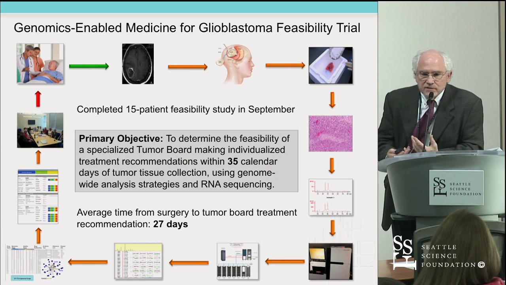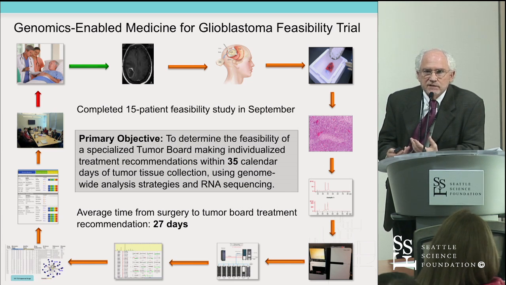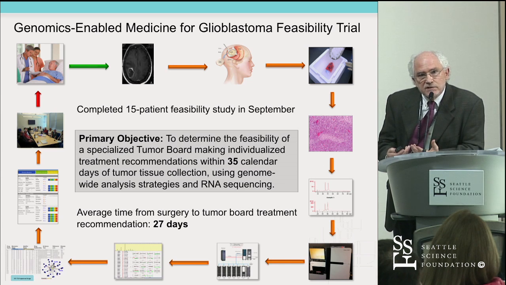So in order to do feasibility, the first issue that we asked was, could we do it within a reasonable period of time? Because we can't wait for 6 months or 4 months to get the information. We set the parameter at 35 days, but we wanted to get all of this done with a written report that would be available, would be put into the medical record, because this is all CLIA.